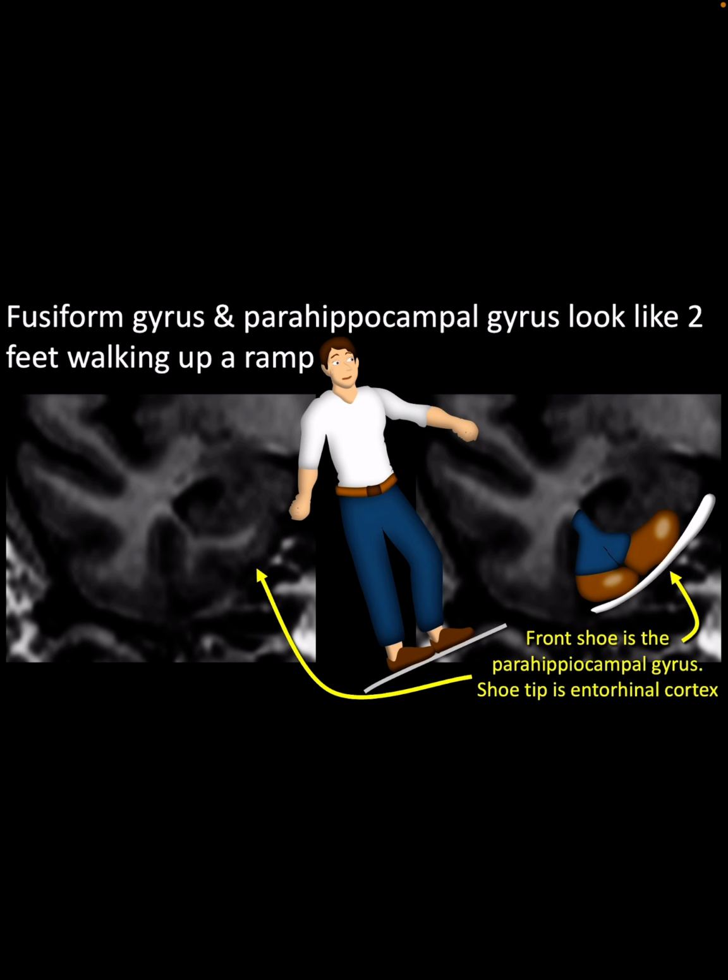Now let's talk about the entorhinal cortex atrophy score, or ERICA score. It's evaluated at the level of the mammillary bodies. And in this region, I think that the perihippocampal gyrus and the adjacent fusiform gyrus look like two shoes going up a ramp. And the entorhinal cortex is the shoe that's in front.